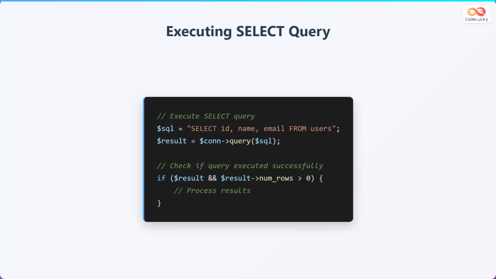Now that you're connected to the database, let's execute a SELECT query. First, define your SQL query as a string. For example, to select the ID, name, and email columns from the users table. Then, use the query method of your connection object to execute the query. Store the result in a variable named result. Next, it's important to check if the query was executed successfully and if there are any rows returned. You can do this by checking if the result is not false and if the number of rows in the result is greater than 0. If both conditions are true, you can proceed to process the results.